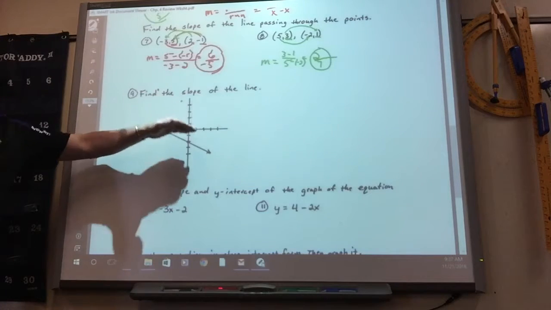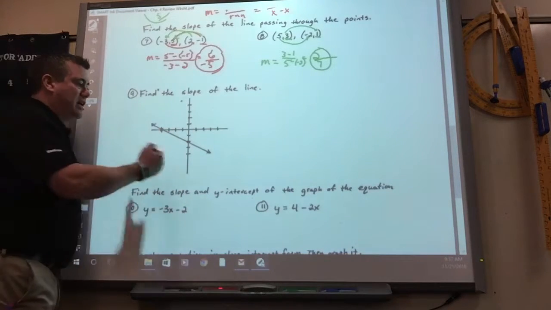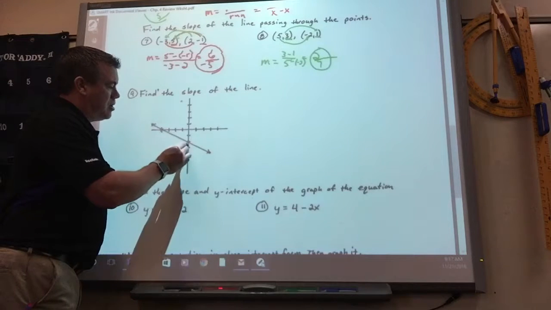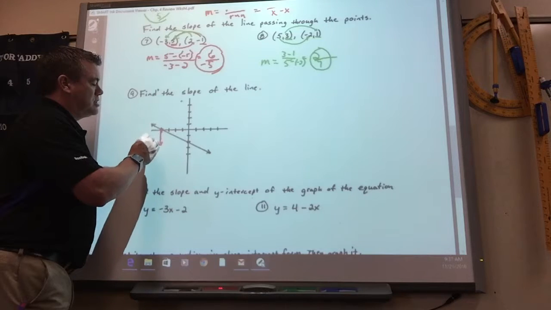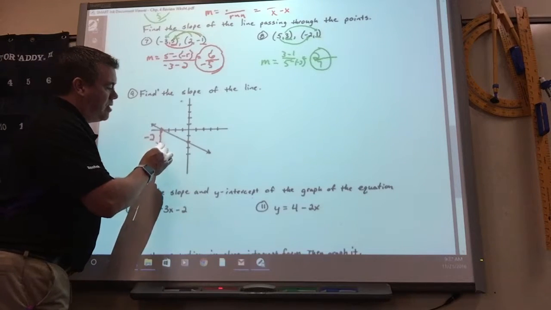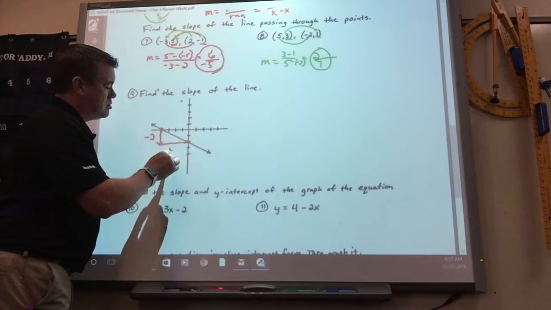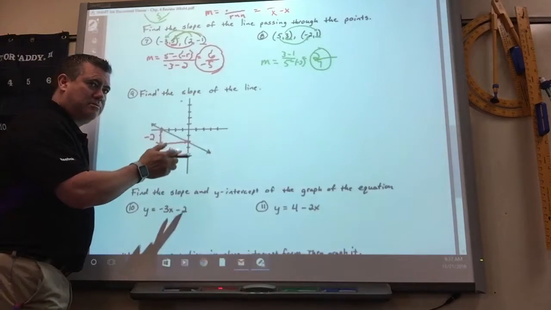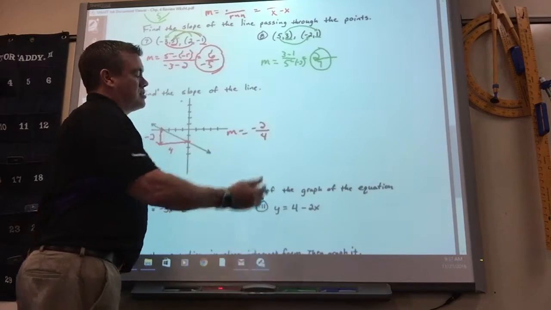Slope of a line on the graph, everyone remember what to do? Rise over run. Start at any point. I could start there or there. If I start here, my rise goes down, so it's negative 2. And then I got to run over 1, 2, 3, 4. So it's positive. When you go to the right, it's positive. So the slope is negative 2/4.